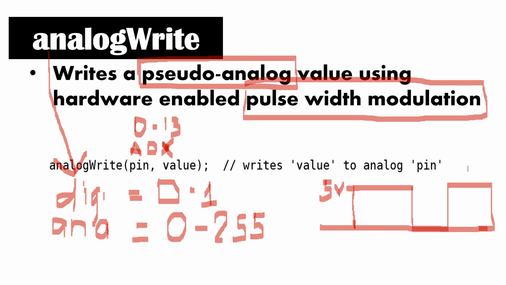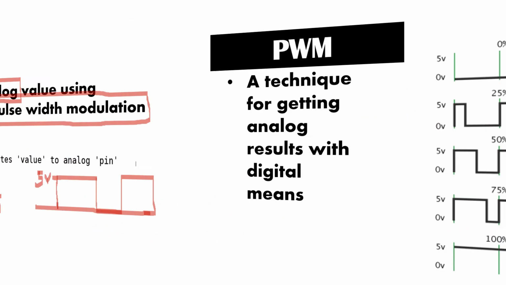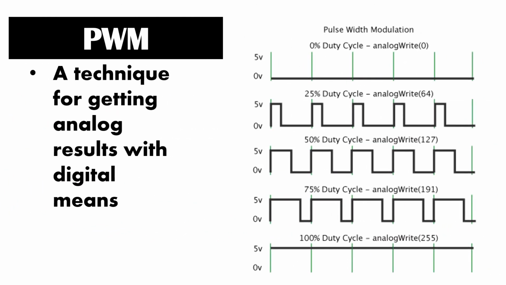Para mas maintindihan pa natin, proceed tayo sa next slide. Ayan. So, ito yung next slide discusses PWM. So, this is not technically a code. This is a technique used by your Arduino. So, once you use this, your Arduino can get an analog result using digital means. Digital means kasi 0 and 5 volt yung binibigay ng iyong Arduino.